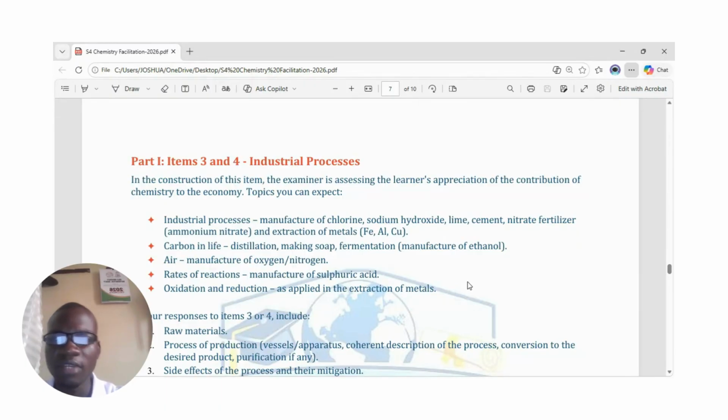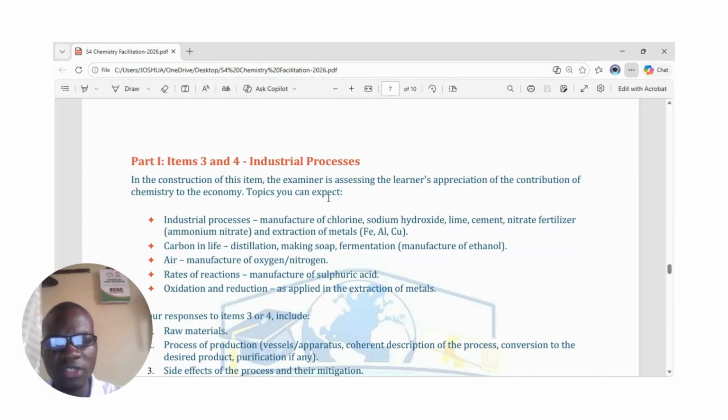This part has two items, 3 and 4, and what we always talk about here is that we want the learner to appreciate the contribution of chemistry to our economy. First of all, we need to know what are the topics which are set in this item. In most cases, it's always industrial processes. So what are those industrial processes?